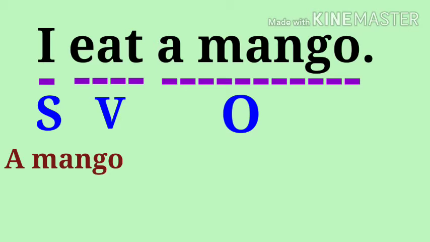Now see, what is the object once again? A mango. As it is the singular object, you have to use is. A mango is, and the third form of the given verb, what is the verb?